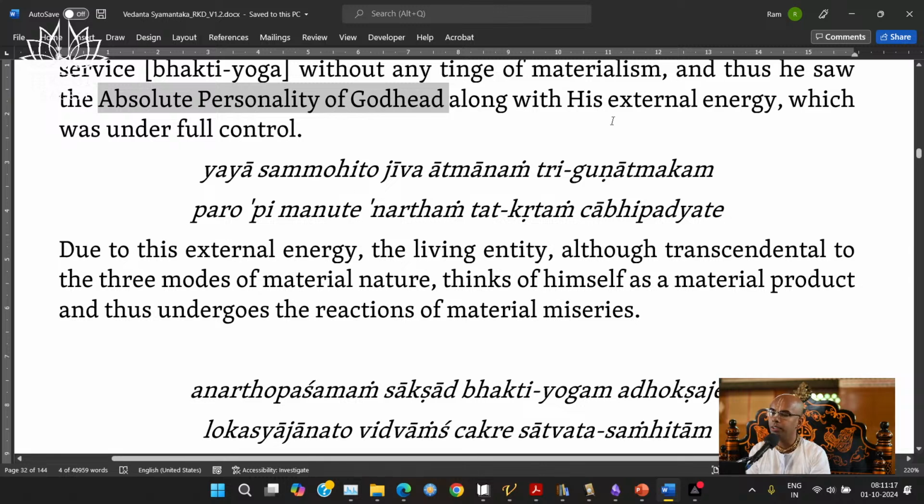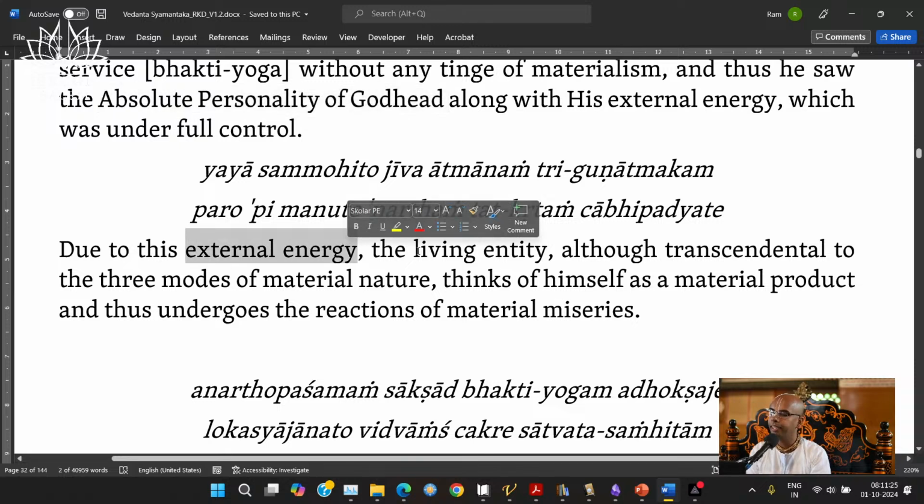So, how does the external energy work? It works under the control of the Absolute Personality of Godhead, that is Prakriti. So, we have Ishvara and Prakriti. And then in the second verse, the living entity is being introduced. Yaya sammohito jiva. So, that's the third principle.